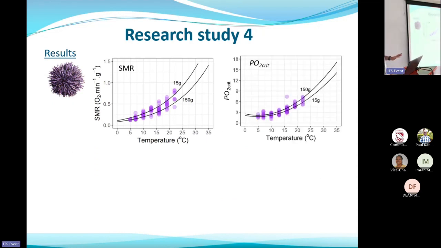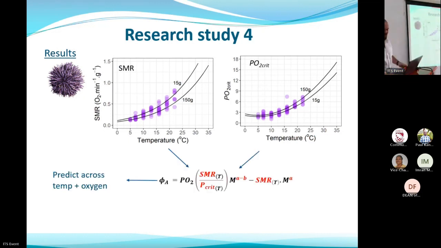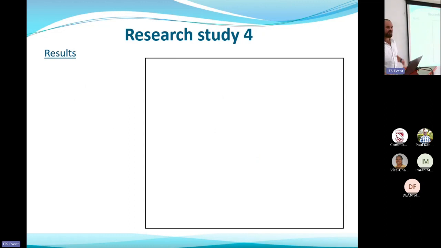Okay, so the results are like that. So we're looking at, for purple urchin, each purple point is a single data entry, a single individual. So you've got standard metabolic rate across temperature for a range of different organisms, size-wise. And then you've got this critical oxygen partial pressure across temperature for a range of different sizes. Okay. So that information goes into this model, and then you can predict across temperature and oxygen. Okay. And so these are the results.